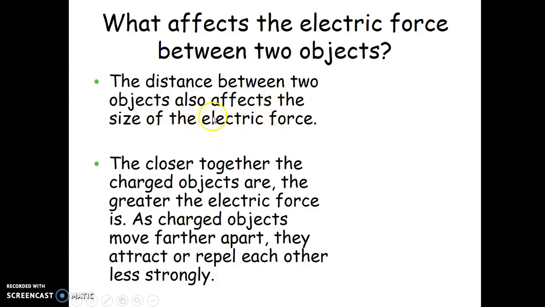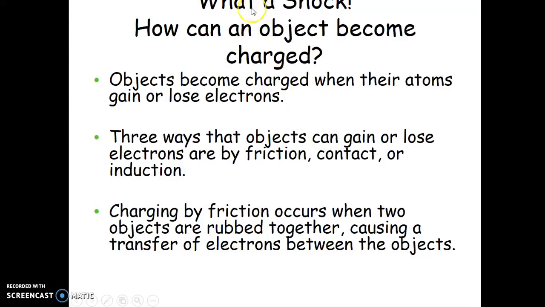The distance between two objects also affects the size of electrical force. The closer together the charged objects are, the greater the electrical force is. And as the charged objects move farther apart, they attract or repel each other less strongly. All that means is if the balloon's closer to your hair, you're going to feel that pull of your hair to the balloon. If it's farther away, you won't feel as much. It's that whole static electricity thing. So, what a shock.